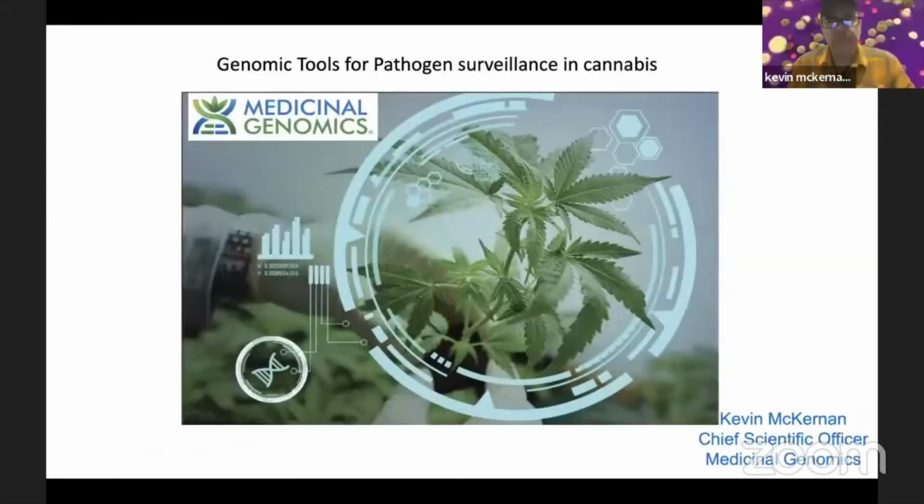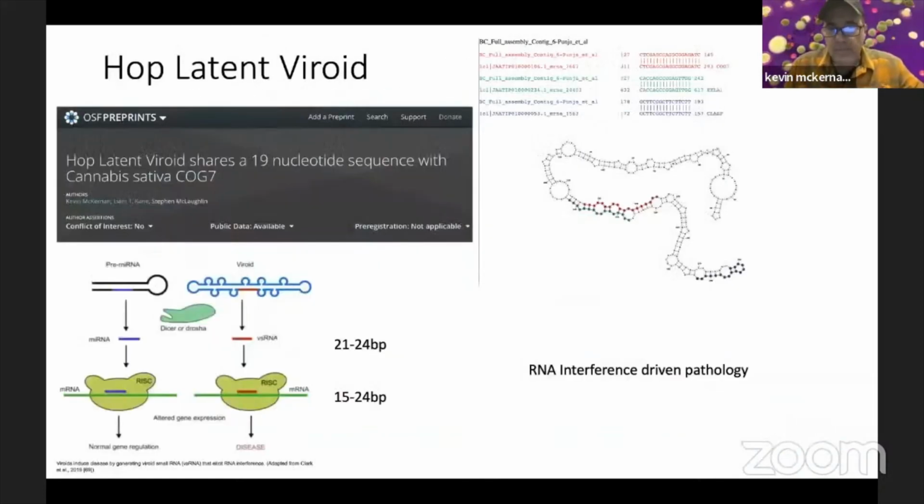Okay, good. So I'm going to spend some time going through what we do for pathogen surveillance, mainly from a genetic standpoint. I'll spend a little bit of time on Latent Viroid because we're doing a lot of work on that right now, but in the end, we'll touch on some of the fungi and other tools that we're building. So I'm sure everyone's heard of Latent Viroid by now.